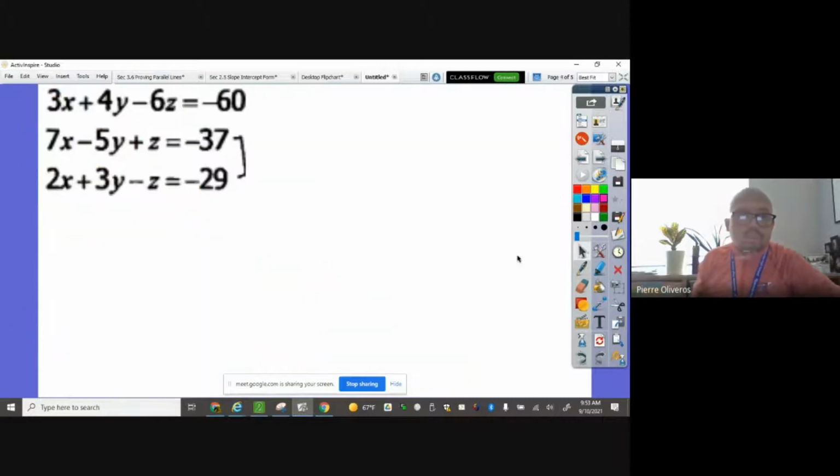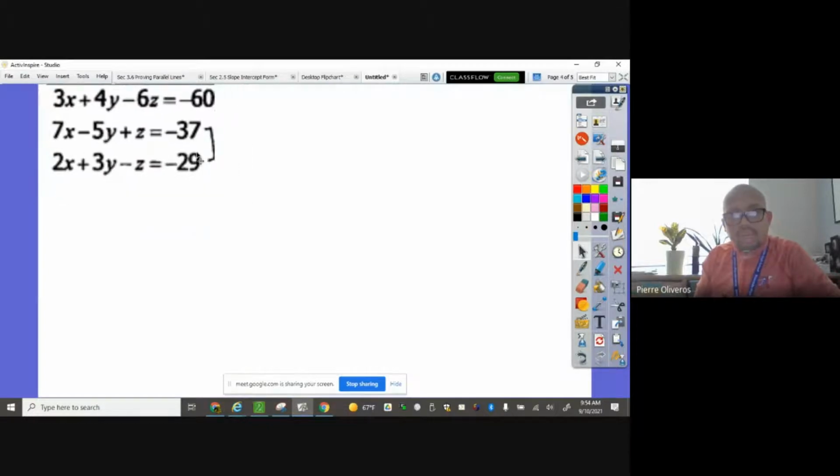Next. One more time. 3x plus 4y minus 6z equals negative 60. 7x minus 5y plus z equals negative 37. 2x plus 3y minus z is equal to negative 29. Again, we have three equations here where we'll do the same thing by figuring out which variable I would like to eliminate. And I can see that z and negative z will be easy to eliminate here. So I'm going to work on equations 2 and 3. I will just simply add them and it will cancel the z's.